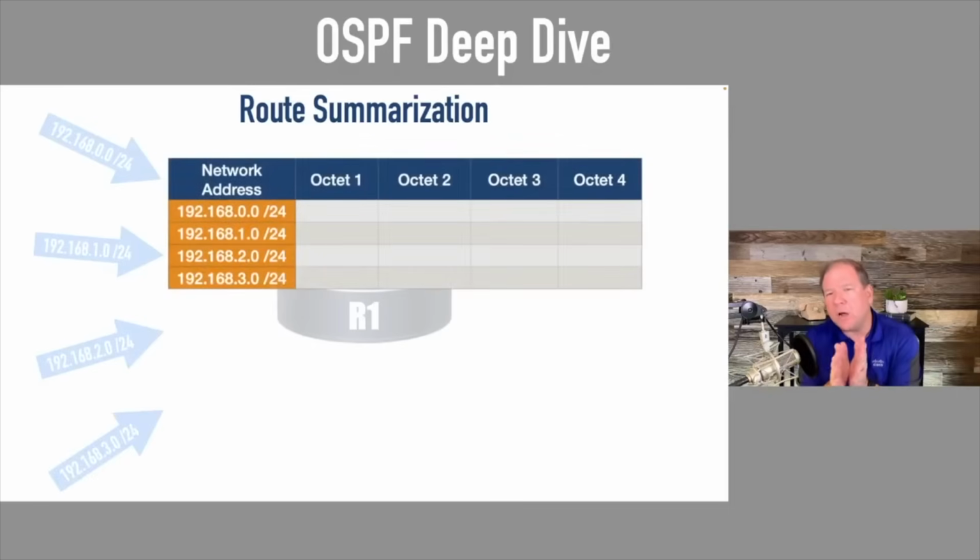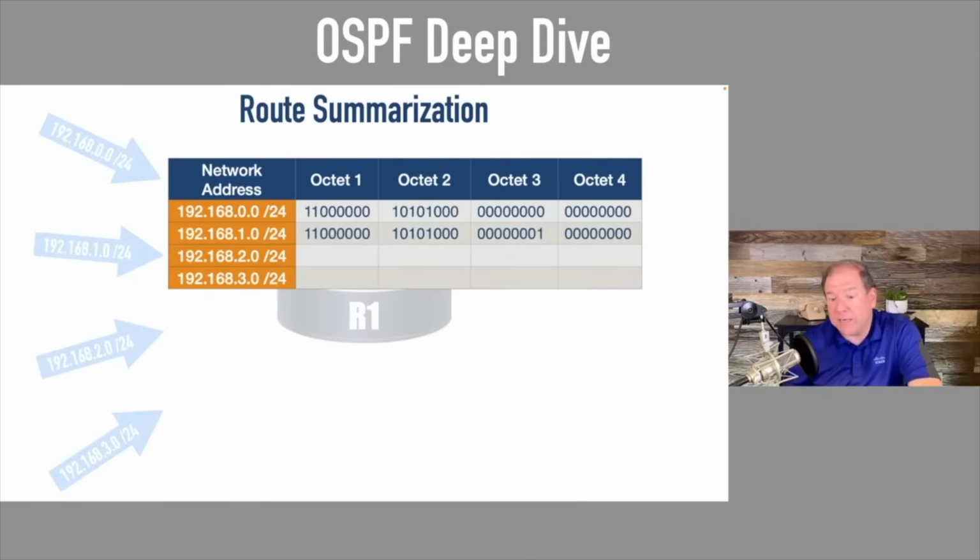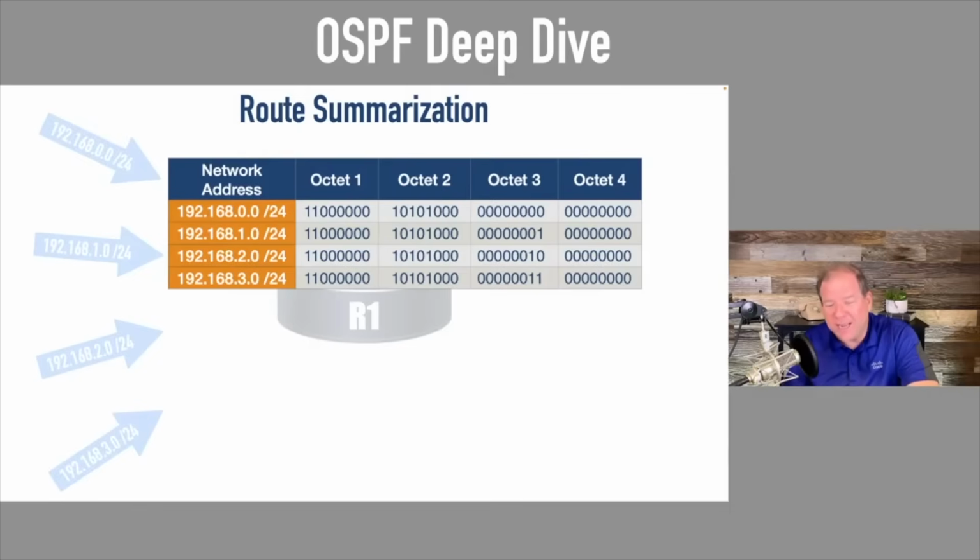If I break those octets down into binary, can you see that they all have the first octet in common? I mean, they're all 192. They've got the second octet in common. They're all 168. But if we look at that third octet and we break down 0 and 1 and 2 and 3, they have the first 6 bits in that third octet in common. So instead of advertising 4 separate networks and having 4 separate entries in my IP routing table, don't you think it'd be more efficient if I just had one advertisement that encompassed all 4 of those networks?